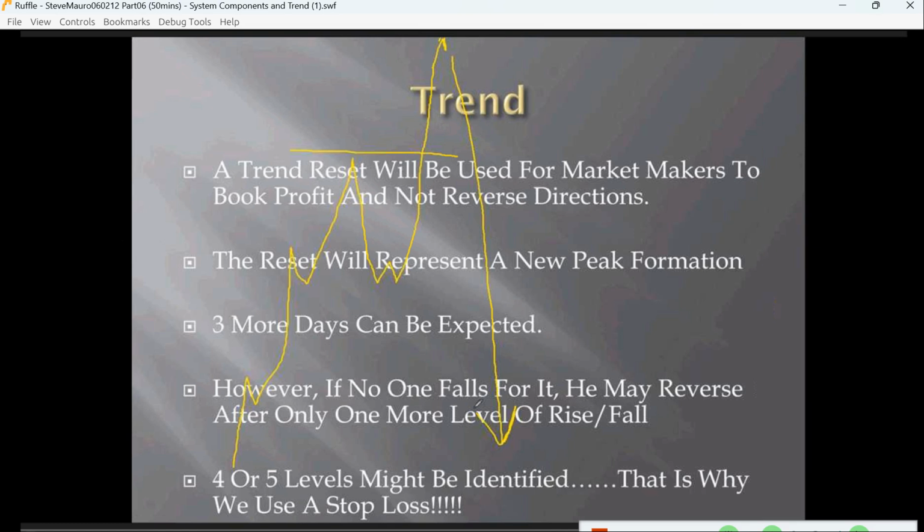Okay? And the answer is, Steve, how do you handle that? You use a stop loss. That's how you handle it. Remember, 3 out of 4 losers turn to profit. Why? A hard fixed stop and a mental stop. The difference between an amateur and a professional.